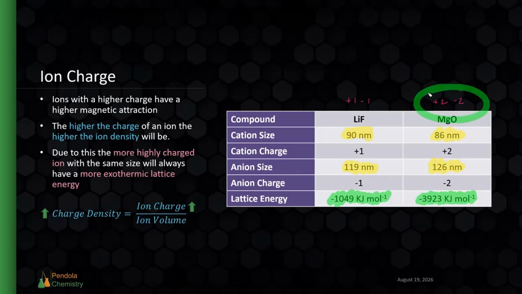Well, larger ion charges means larger charge density. And when we have a larger charge density, the attraction between the ions is stronger, and so the lattice energy, when the lattice forms, is more exothermic and releases more energy. All right? So those are the factors that affect lattice energy and how exothermic it is: the charge of the ions and the volume of the ions.